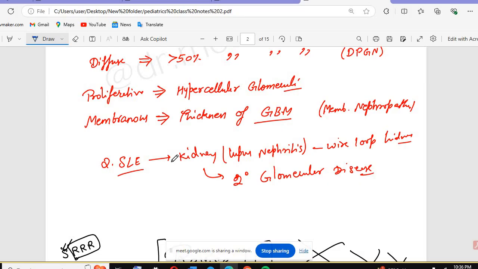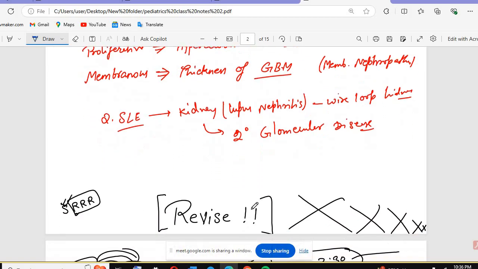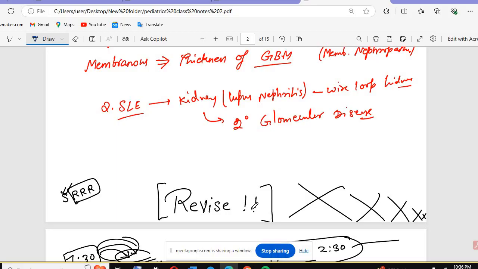Glomerular basement membrane. Thickness of the glomerular basement membrane, so it will be called membranous nephropathy. Lastly, we have seen that the kidney is affected. In the kidney, you see lupus nephritis.